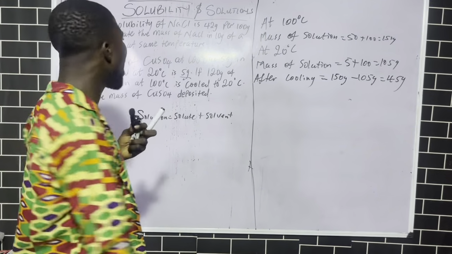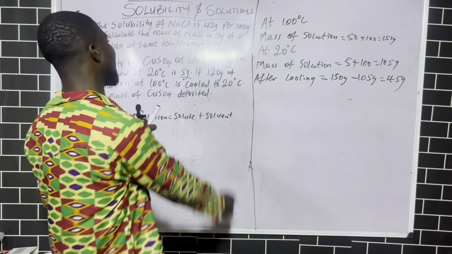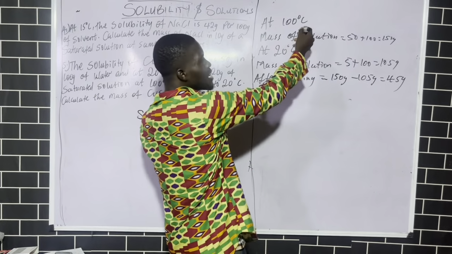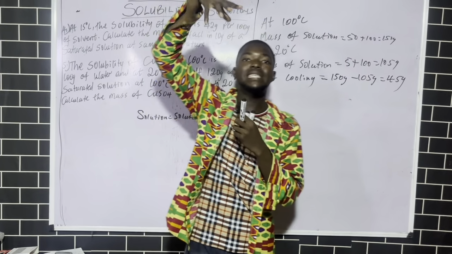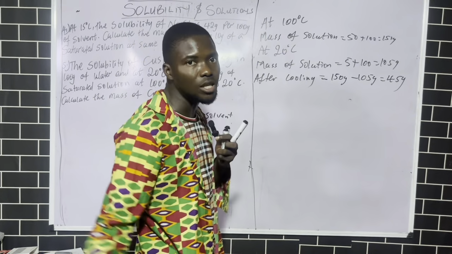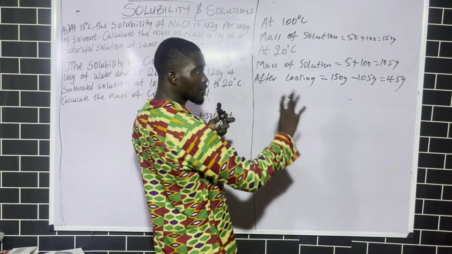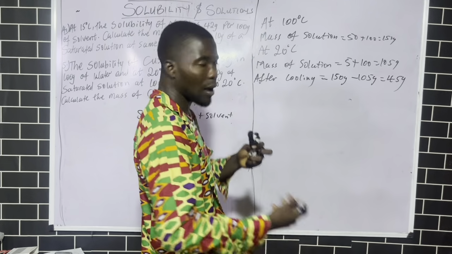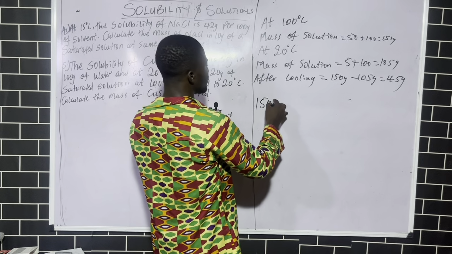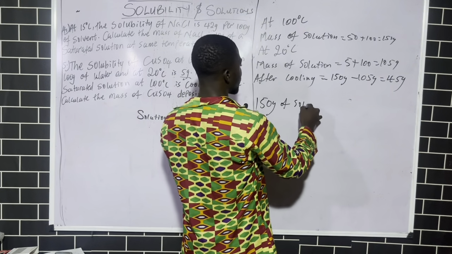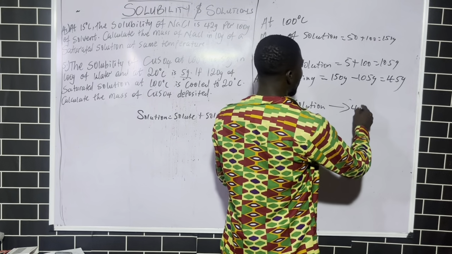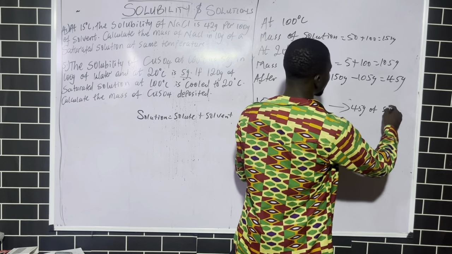If we want to know how much of the mass will crystallize out in 120 gram of solution, we'll simply say, okay, since 100 degrees Celsius is the highest step, that's where we have the highest saturation point, we are going to make use of the 100 degrees Celsius. So after cooling, we want to get the mass of solid that will crystallize out. So we'll simply say, 150 gram of solution contains or crystallizes 45 gram of solute.